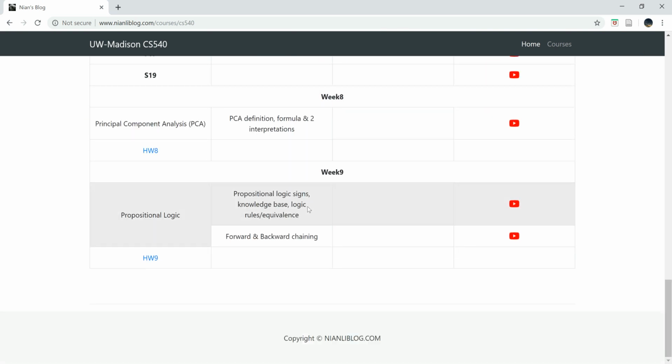So in this week, we are talking about propositional logic. I would like to divide this topic into two parts. The first is the basics: what propositional logic is, what its signs are, and an introduction about the knowledge base. What should we do with propositional logic and the knowledge base, and what are the ways to solve that, and also some logic rules and equivalences. Those are just the formulas that we can use. So let's just get started.